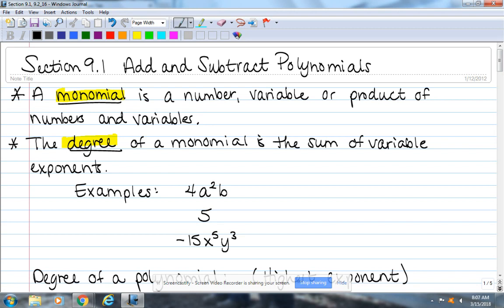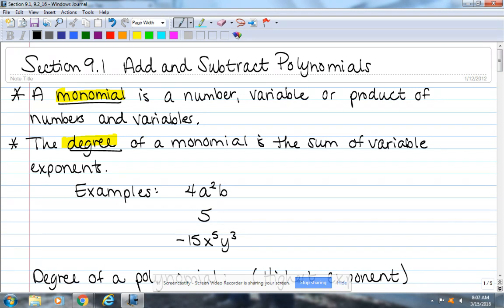So a monomial is a number or variable or a product of numbers and variables. Now, what does that word product mean? It means they're multiplied, right? So the only operation you see in a monomial is multiplication. There are no pluses and no minuses.